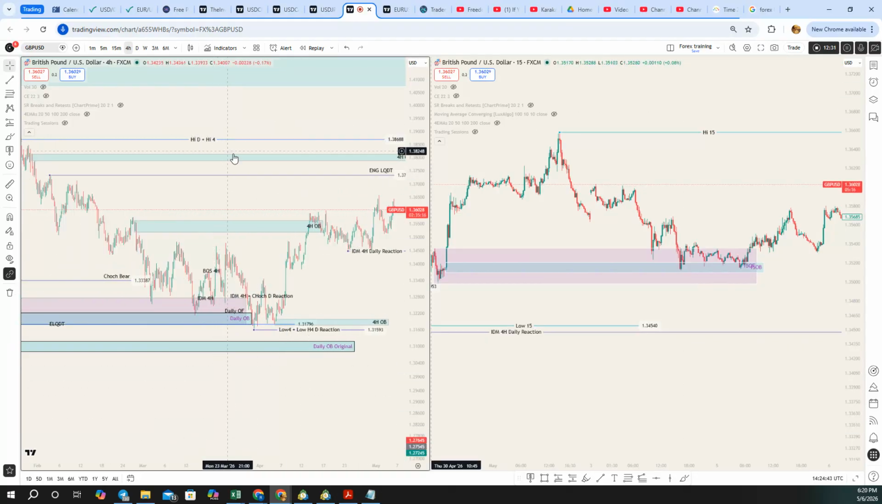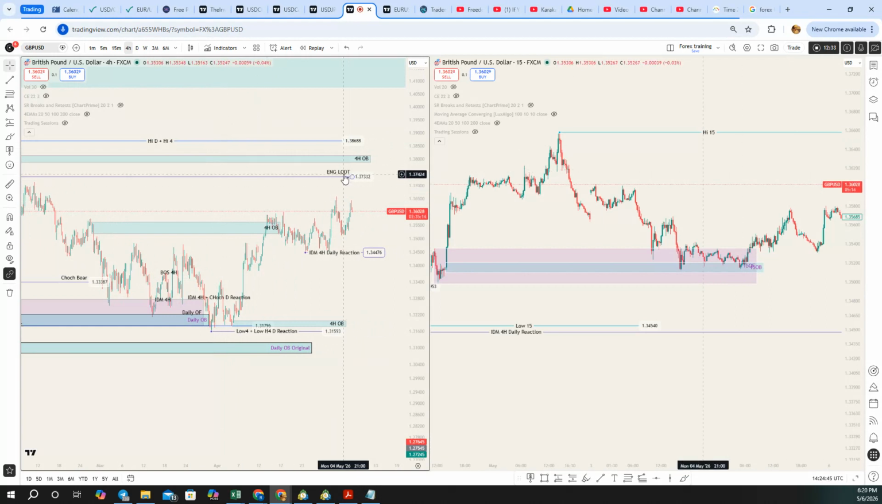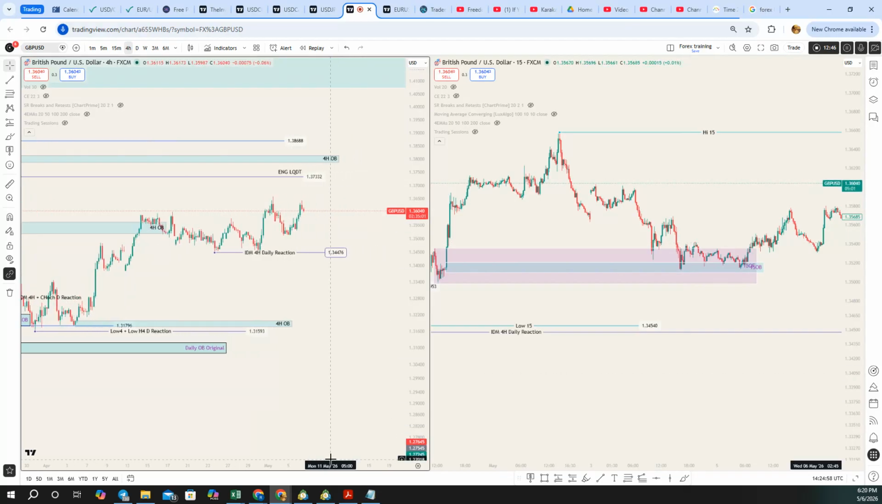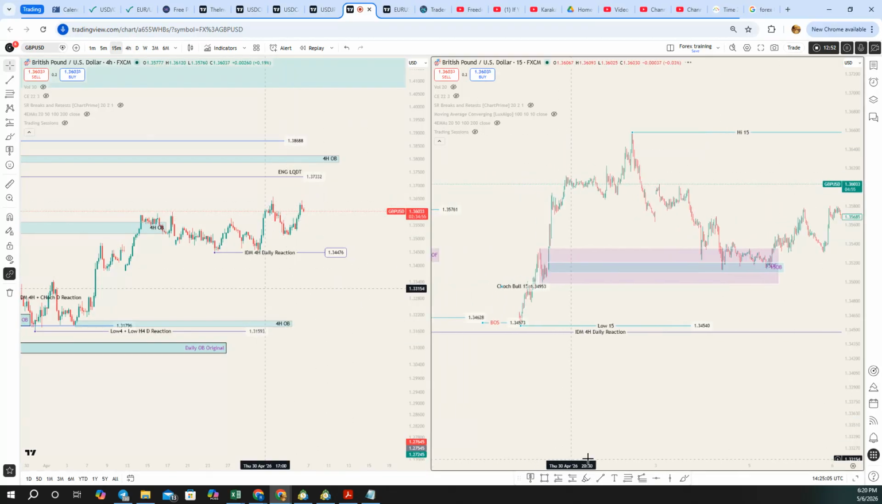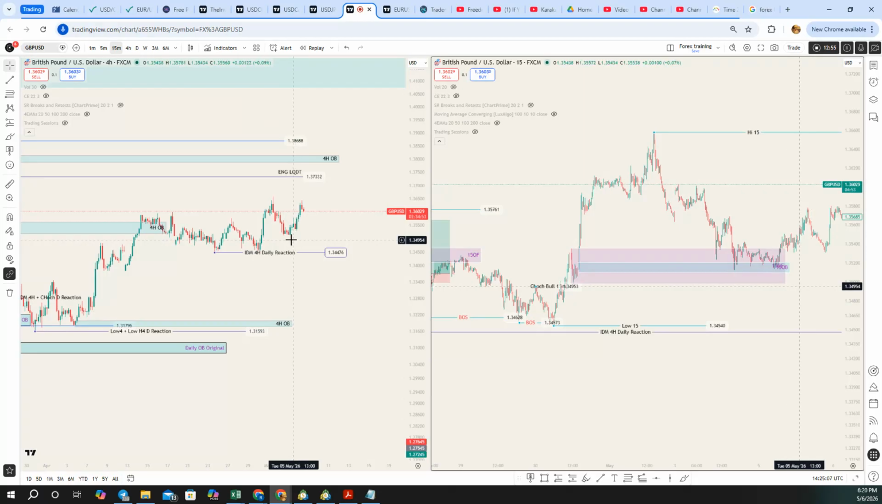This is it. And we have the points of interest from where it could react and move down. But this is something that we will wait for. Now, our point of interest, we are interested in this area now. Where is this area on the 15? This is the area.